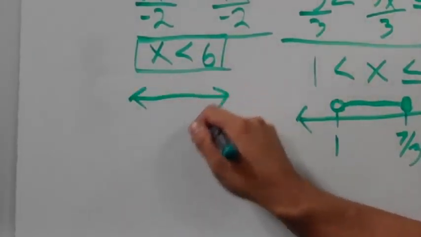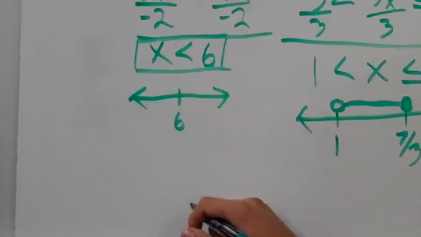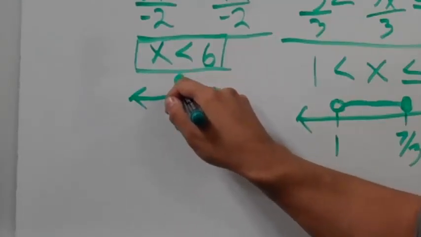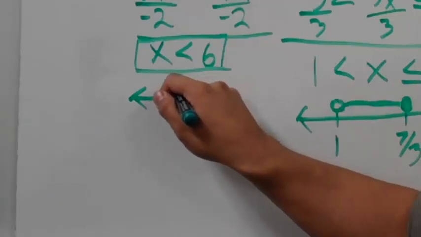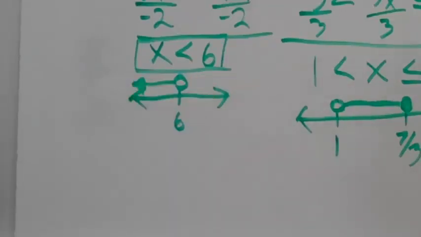Whenever you just have a simple one, all I care about is having that one number there. It's going to be an open circle, and x is less than that number. So my arrow or my line is going to be going that way. Okay? That's it.